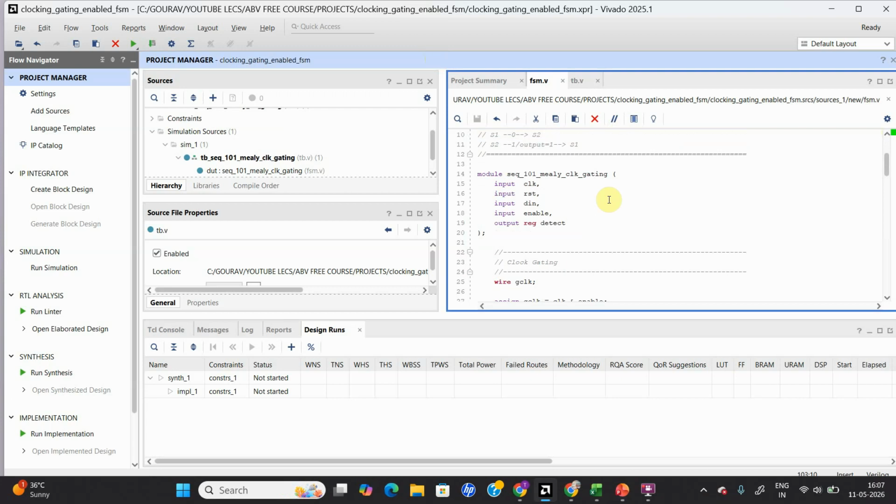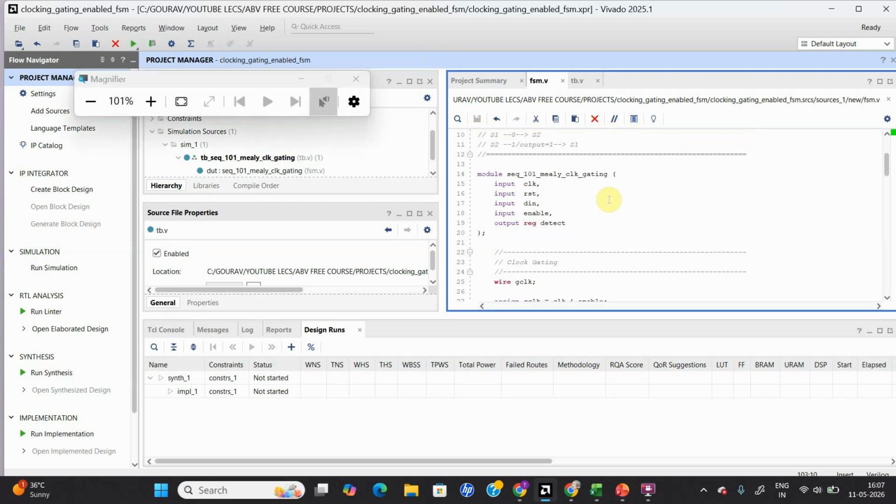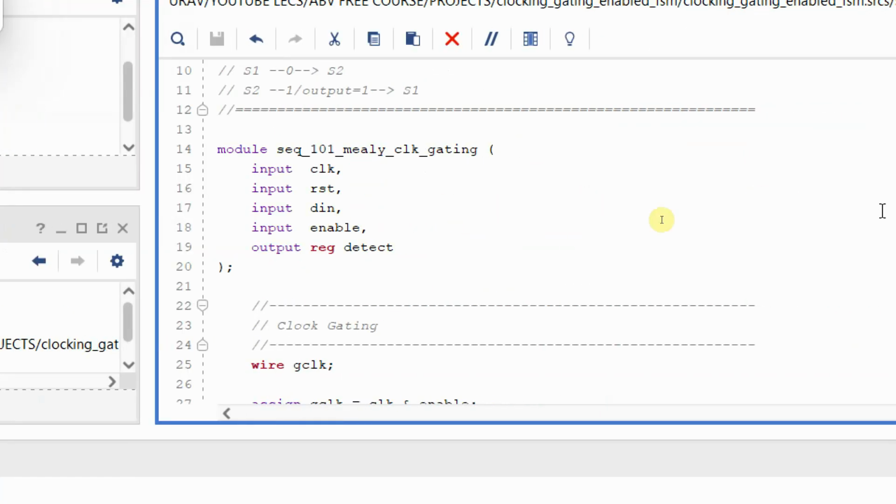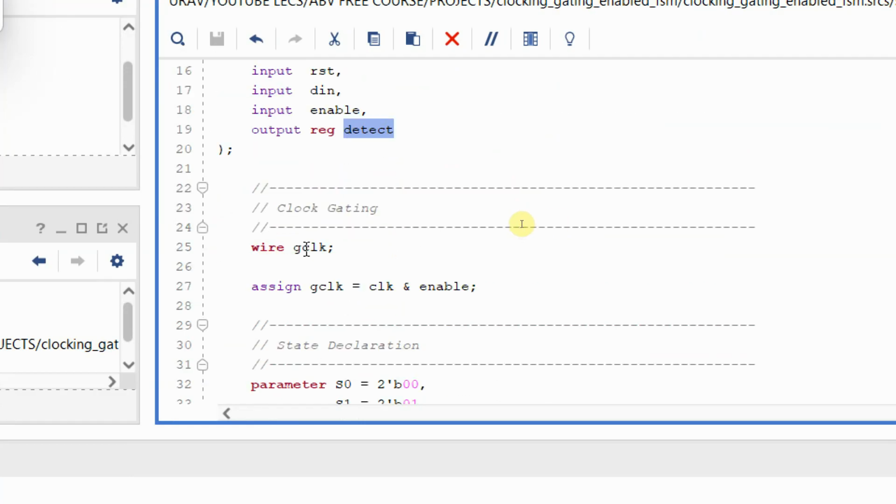Now, this is my Mealy sequence 101 FSM sequence detection, where I've declared my inputs as clock, reset, and this is my serial input. I have one more signal which is known as enable. This enable will make sure to provide the clock to this particular module or not to provide the clock to the module. And detect is a signal which is going to tell me whether the sequence has been given or not. And there is one more clock which is known as gclock. This is nothing but my gated clock. Now, this gclock will be equal to clock and enable.